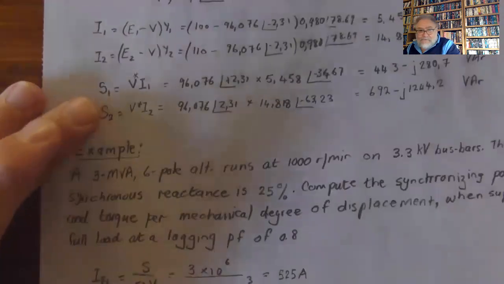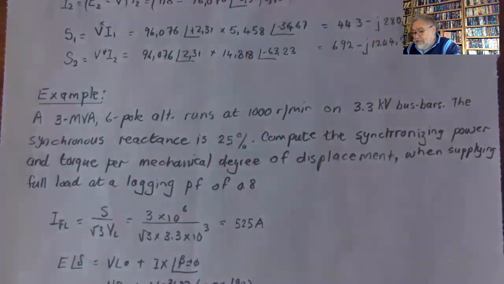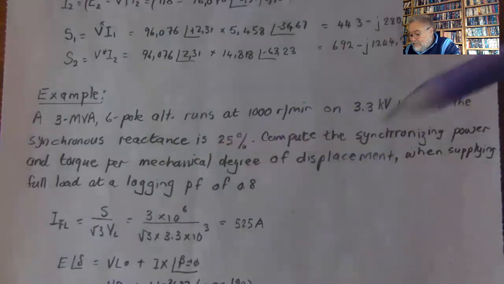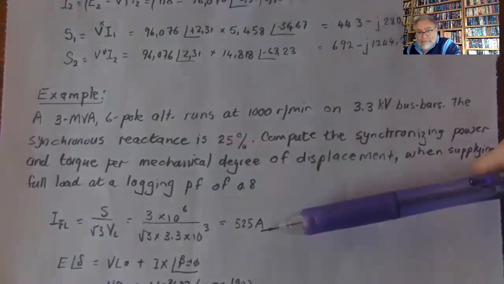The next example. A 3 MVA 6-pole alternator runs at 1000 revs per minute on a 3.3 kilovolt bus bar. The synchronous reactance is 25%. We have to compute the synchronizing power and torque per mechanical degree of displacement when it supplies full load at a lagging power factor of 0.8. First of all, we calculate the full load current, which is S divided by square root 3 V line. That gives us 52.5 amps.